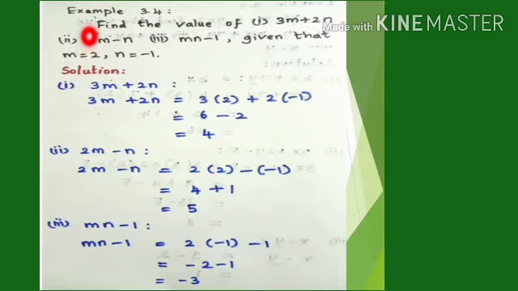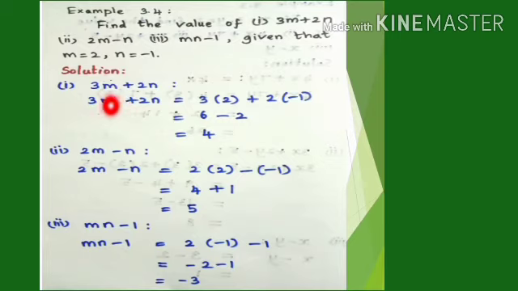Now, students, let us see an example 3.4. Find the value of the expressions. 3 algebraic expressions are given. And given that the values of m and n. m is equal to 2 and n is equal to minus 1.